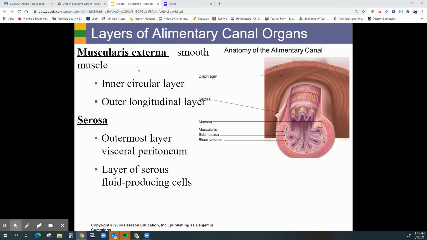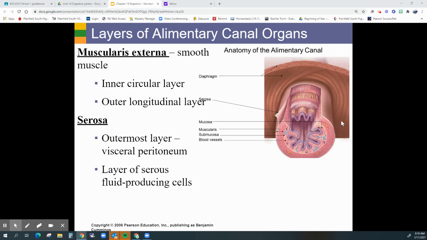Right. The next layer in line is the muscularis externa. This is smooth muscle. You can see it right through here. The darker pink layer is the muscularis externa. And there are two different layers of tissue here. There's an inner layer, which is circular. You can see that right here on the diagram. And then there's an outer layer that is longitudinal. Those two muscles work together to help us move or function for peristalsis.